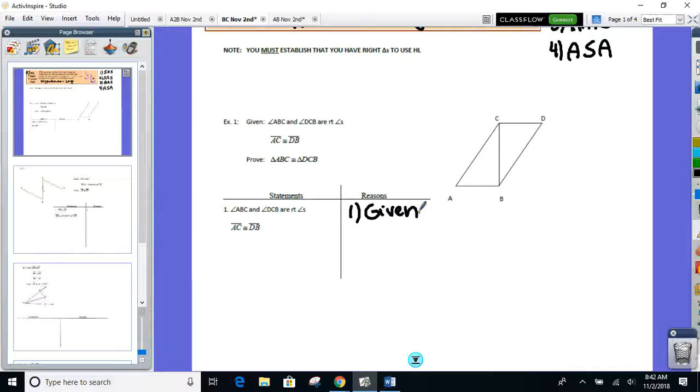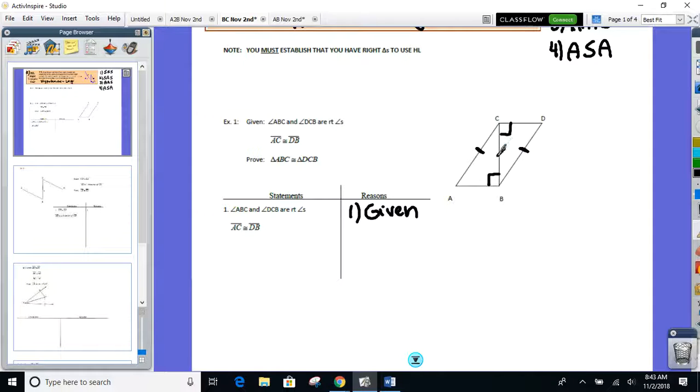All right, let's take this step by step now. I am told that angle ABC is a right angle, and I am told that DCB is a right angle. I also have segment, line, or side AC congruent to side DB. And I need to prove the triangles congruent. Is there anything else you can mark on your diagram that will eventually go in our proof? Megan?